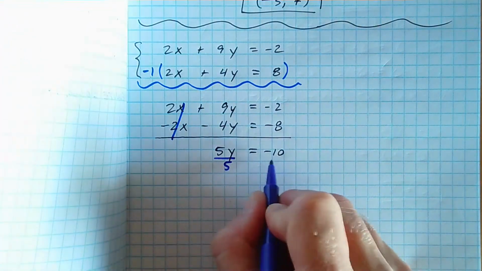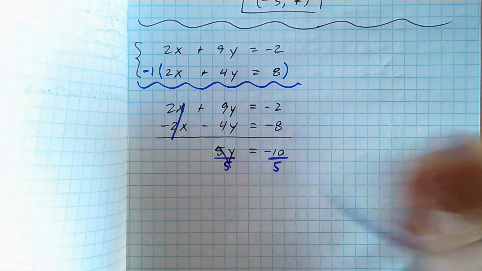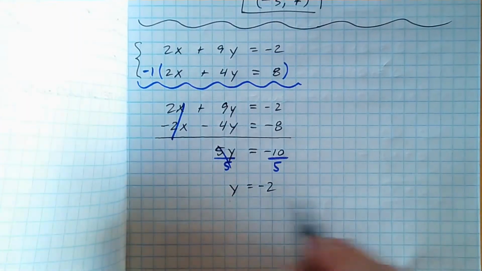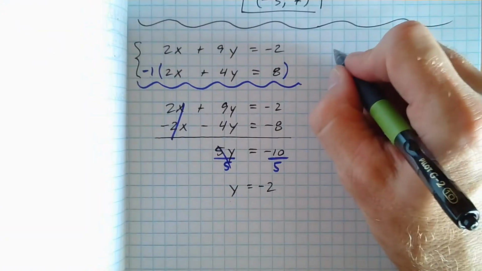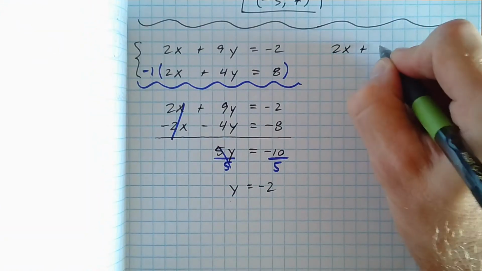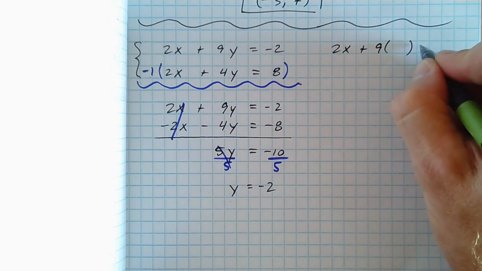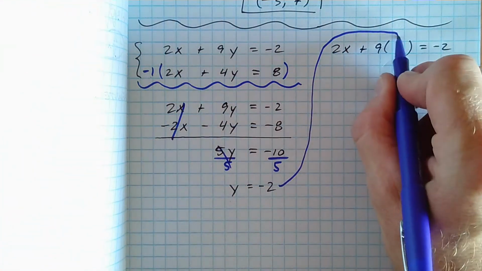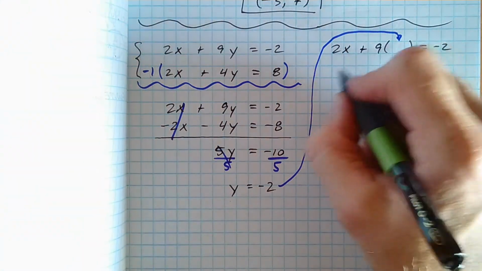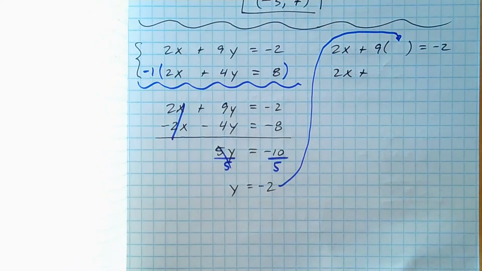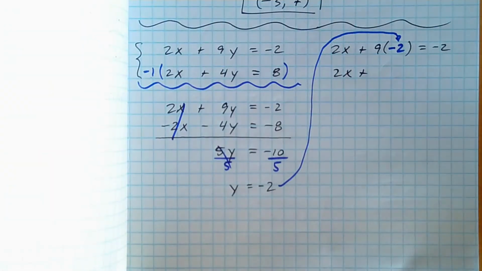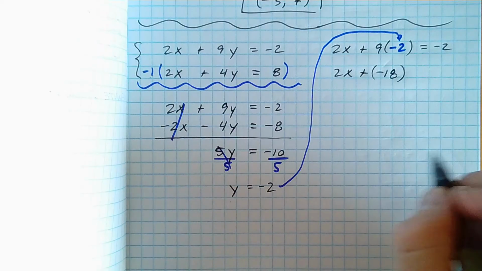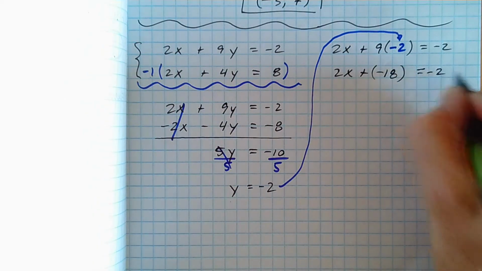Solve for y really easily by dividing by 5, and this will cancel out, and I have y equals negative 2. And now I'm going to substitute into this top equation. I could substitute into either one, but I'm just going to go with the top one. I'm going to open up my parentheses to substitute right there for y. All right, this is going to go right here, and I have 2x plus, oh, I forgot to actually substitute. This should be a negative 2 right here. So 2x plus negative 18, right? Because 9 times negative 2 is negative 18 equals negative 2.